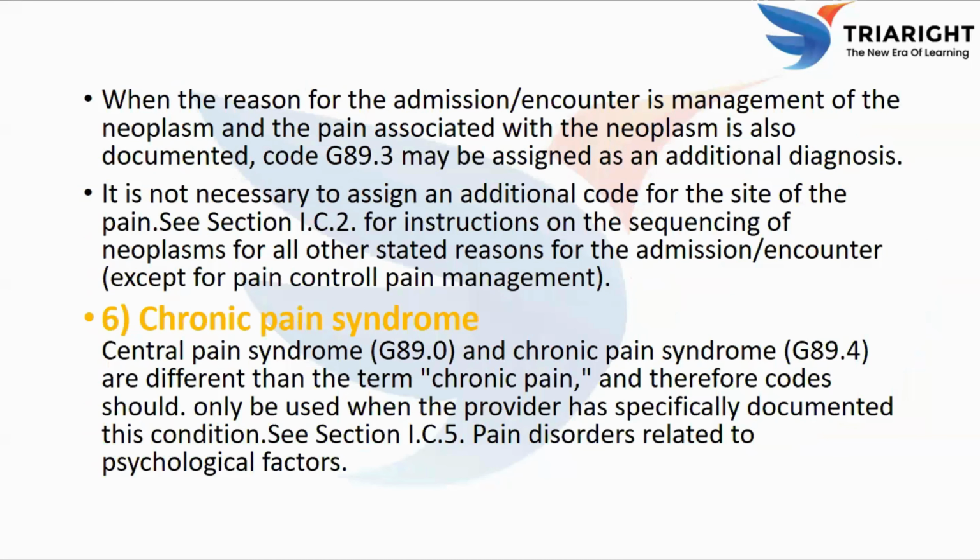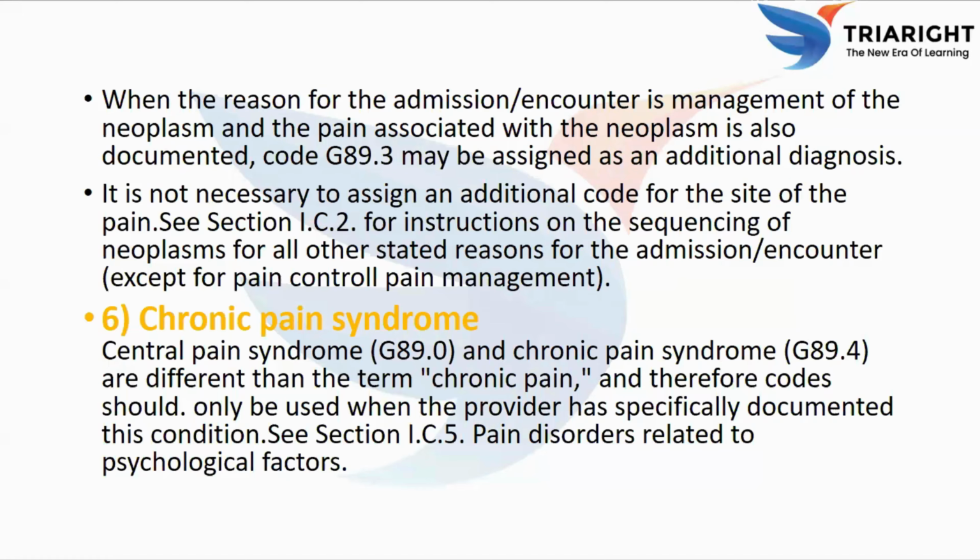So when to use G89.3 as an additional diagnosis? If the patient comes mainly for treatment of the neoplasm itself, for example, chemotherapy, radiation, surgery, or tumor evaluation, and the provider also documents the cancer-related pain, you have to code G89.3 as a secondary diagnosis. For example, when a patient is admitted for chemotherapy for lung cancer, and reports cancer-related chest pain, you code Z51.11 for chemotherapy, C34.90 for lung cancer, and G89.3 for neoplasm-related pain.